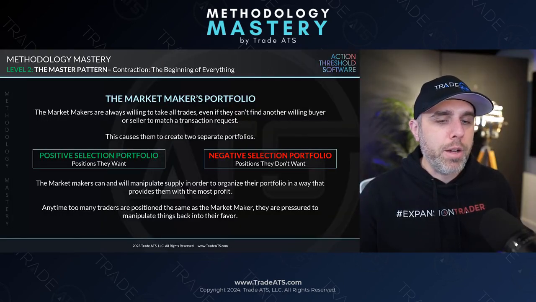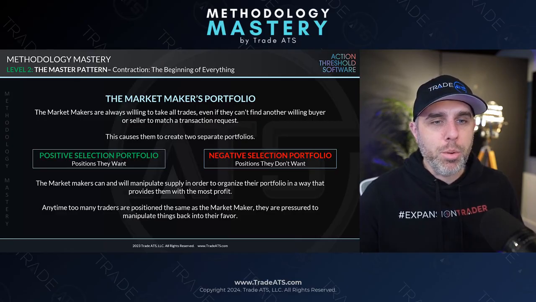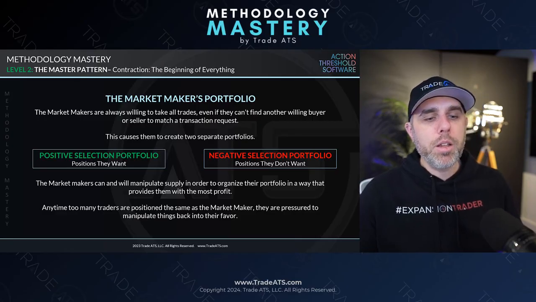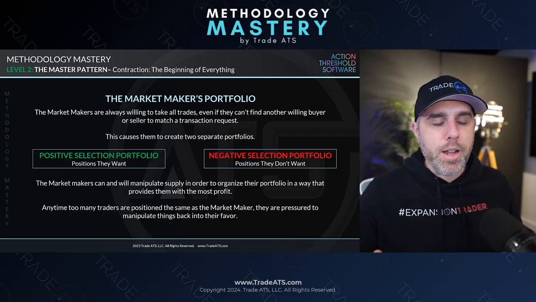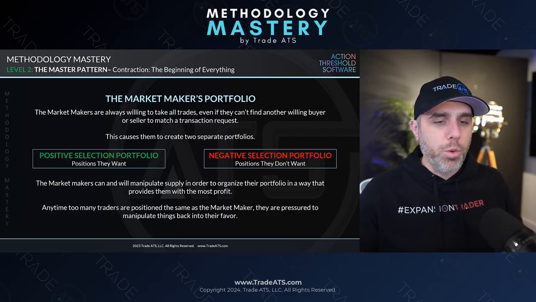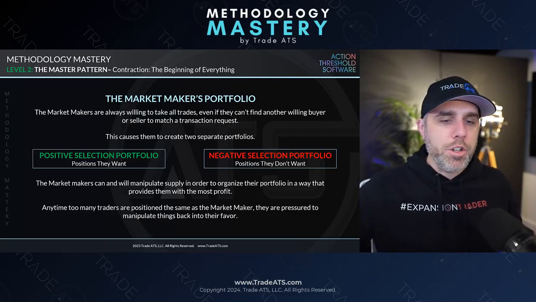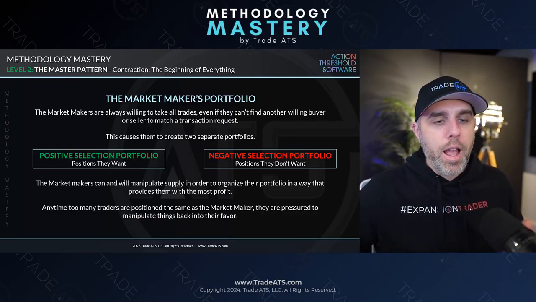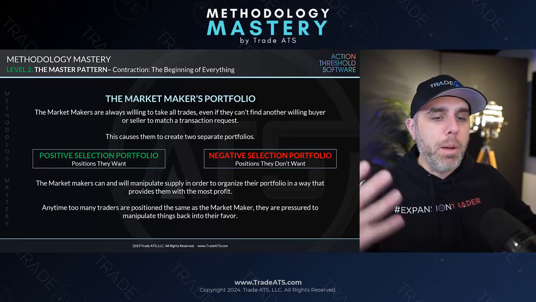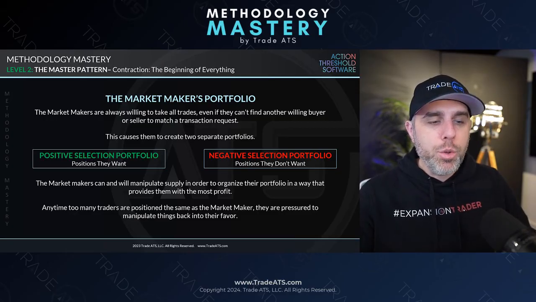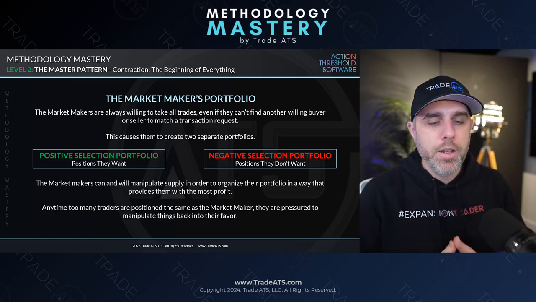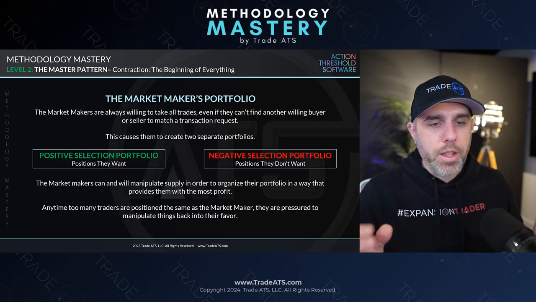If we're in a huge macro trend going upwards and they're net short, that would be part of their negative selection portfolio. And so as a market maker, from a proprietary trading standpoint, they are now going to be looking for ways to dump those positions that they don't want to have. How would you do that? If you had a bunch of short positions and you control the floodgates of supply, you have this manipulative power within limits. How would you do that? Think about it just for a quick second.